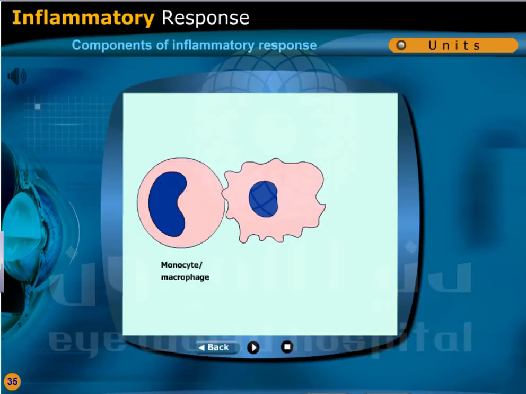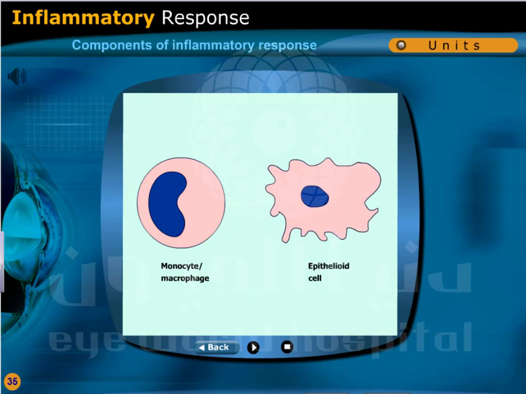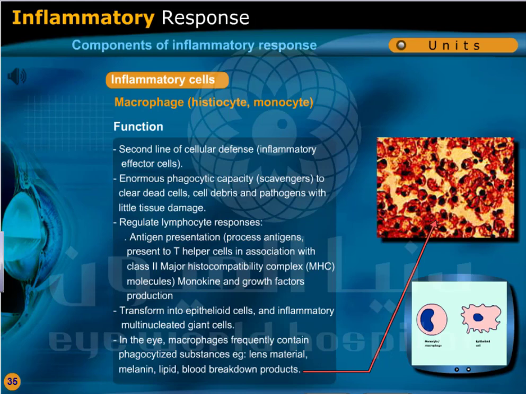Macrophages are the second line of cellular defense, inflammatory effector cells. They have enormous phagocytic capacity to clear dead cells, cell debris, and pathogens with little tissue damage. They regulate lymphocyte responses, antigen presentation, and monokine and growth factor production. They also transform into epithelioid cells and inflammatory multinucleated giant cells. In the eye, macrophages frequently contain phagocytized substances such as lens material, melanin, lipid, and blood breakdown products.